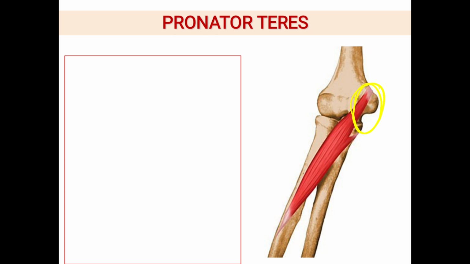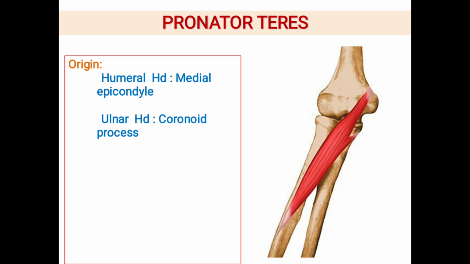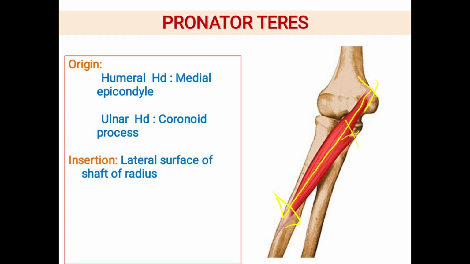So pronator teres has origin from the medial epicondyle. Okay, at the same time, it has also origin from the ulna, particularly the coronoid process. And this will insert at the shaft of the radius on the lateral side.